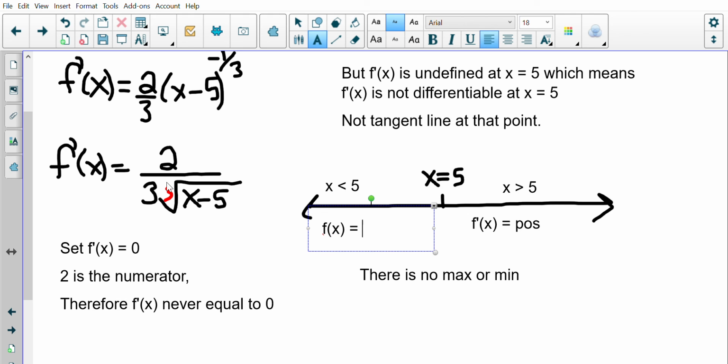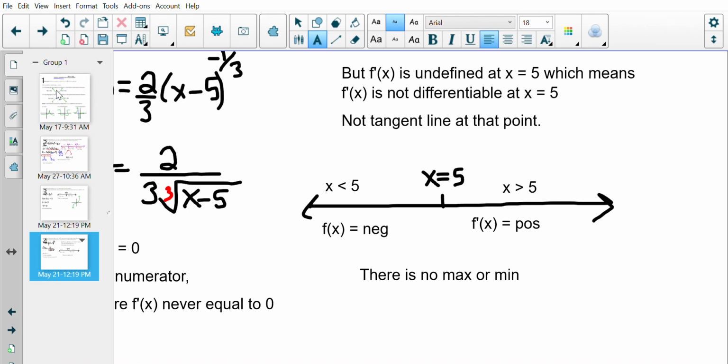We don't have a max or min here. No matter what, it's negative. What am I talking about? All right, so now you have a negative switching to a positive, but here's the difference at this spot: it is undifferentiable there. So we don't have a min here because it is undifferentiable. So we have one of those three weird cases going on.